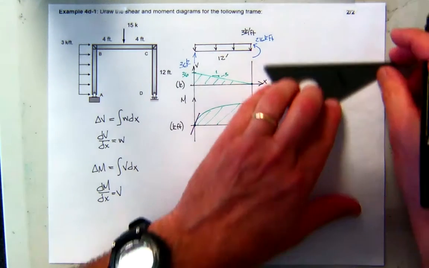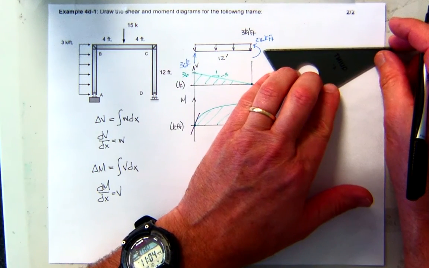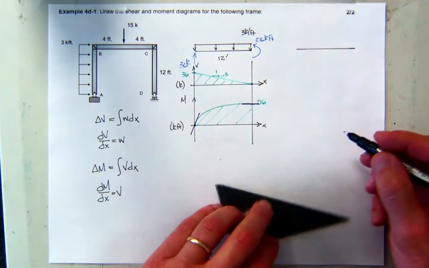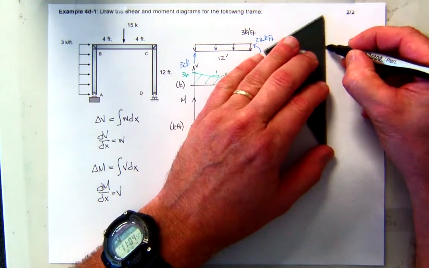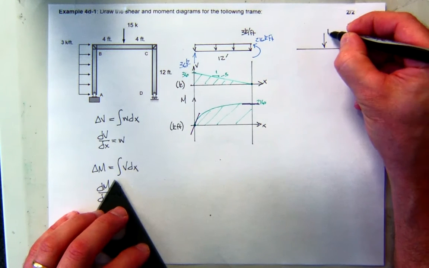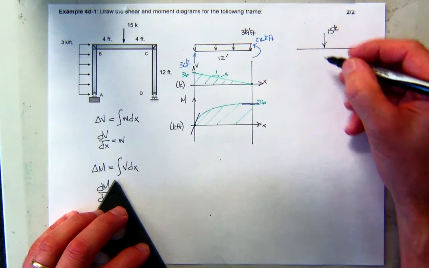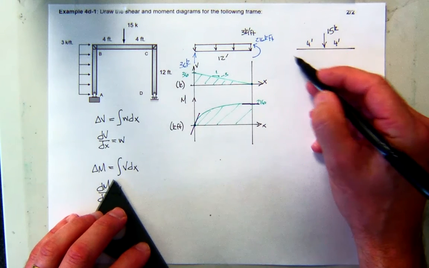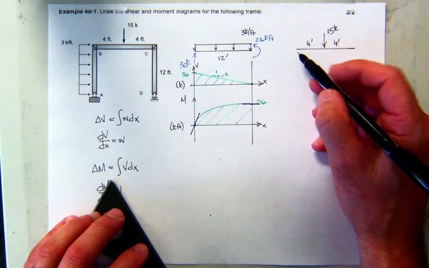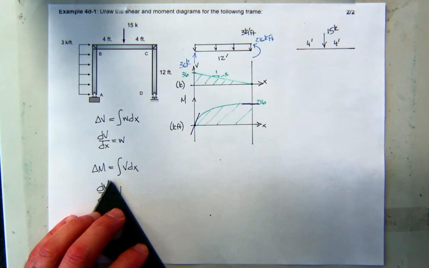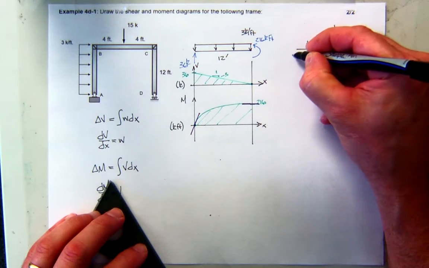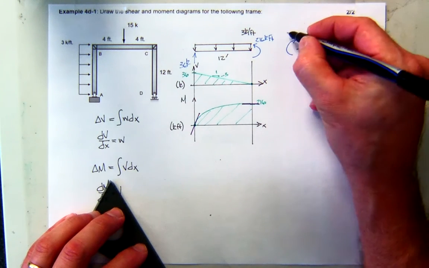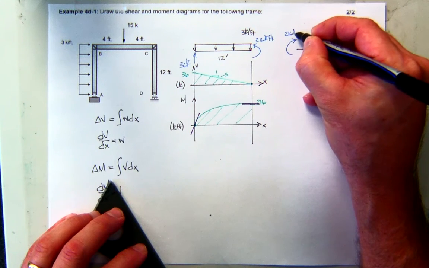So now we'll do the next section, which is from B to C. Now from B to C, there's a load applied right in the middle. It's 15 kips. And that's at 4 feet and 4 feet. Now we already know what's happening at B, right? We know our moment at B is in this direction, equal and opposite, and has a value of 216.